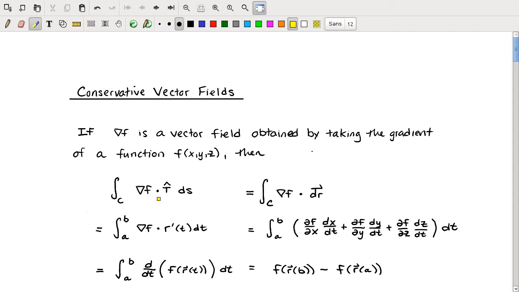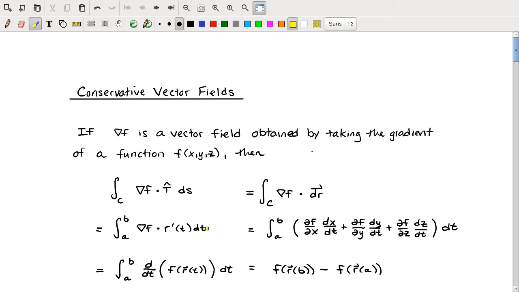obtained by integrating over a curve the vector field grad f dot T ds. This is also written as the line integral of grad f dot dr. And we remember that dot dr is just another way of writing dot r prime of t dt. That comes from the unit tangent and the ds component. The unit tangent would be r prime of t divided by its own magnitude, and ds is the magnitude of r prime of t dt, and the magnitudes cancel and we're left just with this expression here.